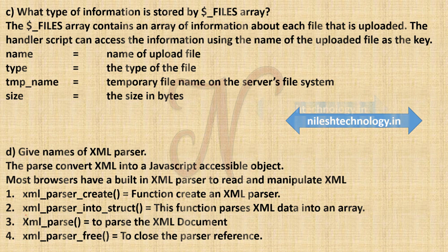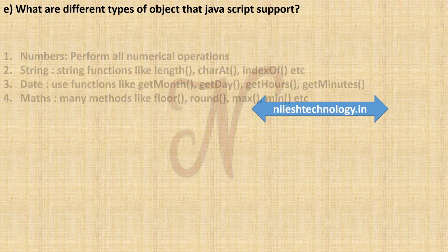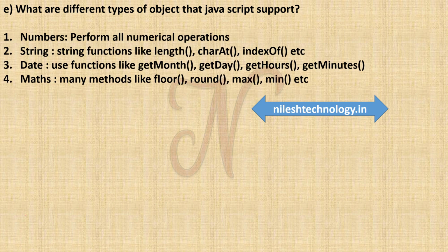Next, what are the different types of objects that JavaScript supports? There are many objects; here we explain only 4. Numbers perform numerical operations. Strings have related operations like length, charAt, indexOf. Then date, using functions like getMonth, getDay, getHours, getMinutes. Then Math, which has some mathematical methods: floor, round, max and min.